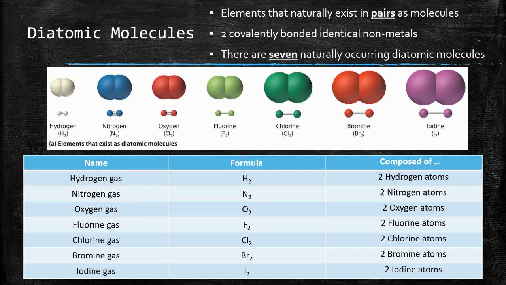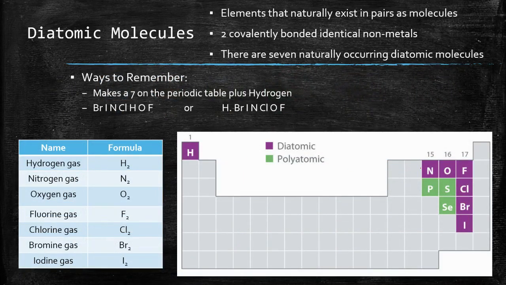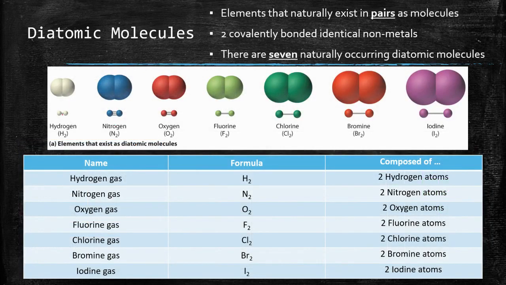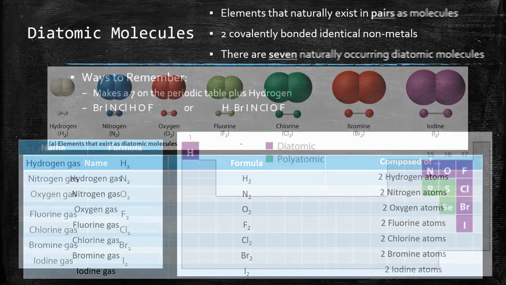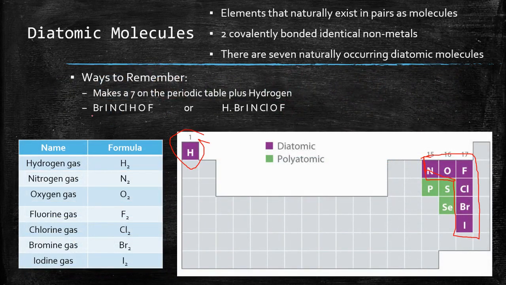There are 7. Fun fact is on the periodic table, they actually form a 7. So see how this purple here is making a 7? And there's 7 of them, but don't forget to include hydrogen over here. So they make a 7 on the periodic table, and there are 7 diatomic elements. See how that's a 7? So, plus hydrogen. So you have all of these. There's a couple other ways people like to remember them. You can remember the name Brinkelhoff or H. Brinkloff. I've seen people memorize them in many different ways. Those are the 3 most popular.